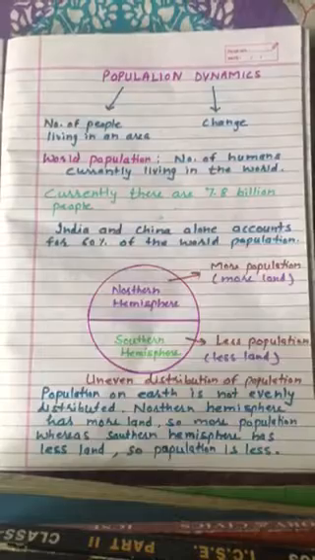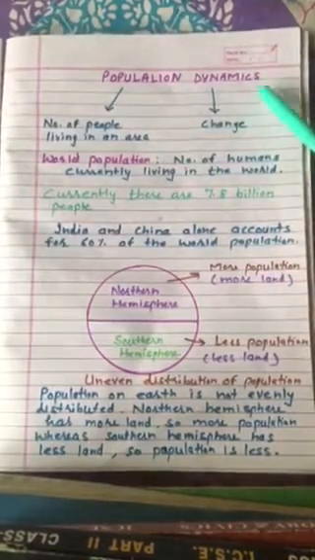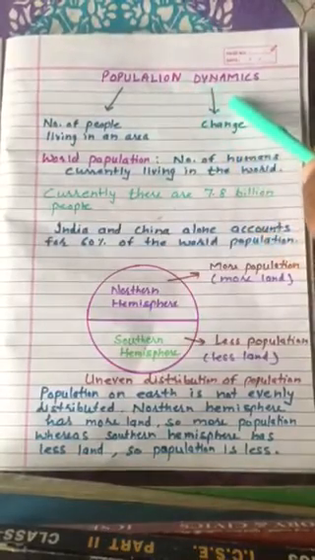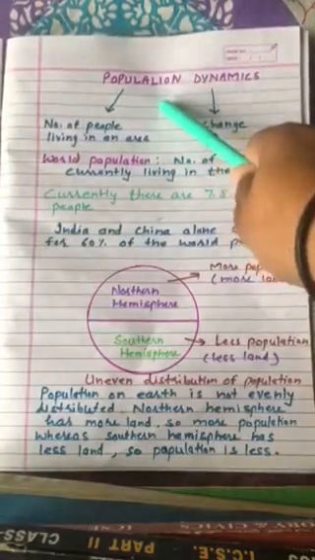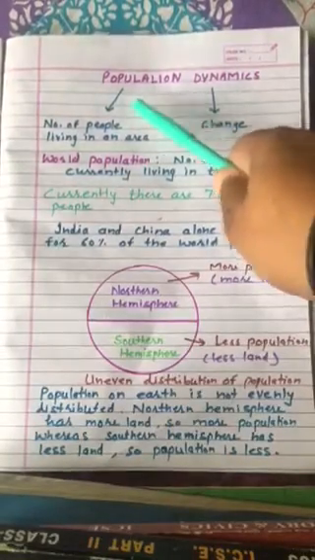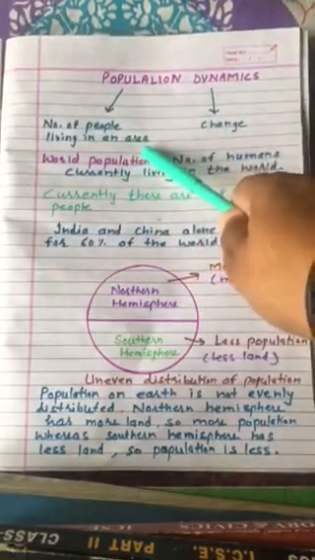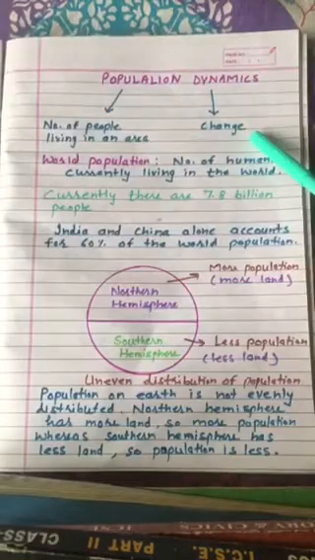Today we are going to start the topic population dynamics. Before we start the topic, you must know the meaning of population dynamics. There are two words. First is population. Population means the number of people living in an area. On the other hand, dynamic means change.